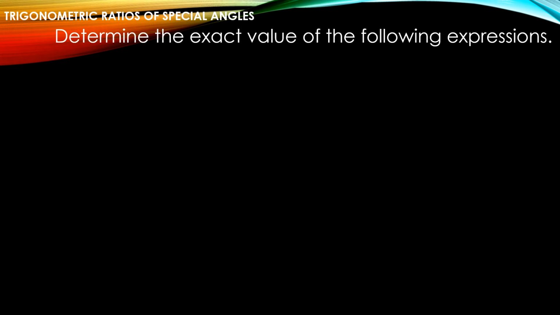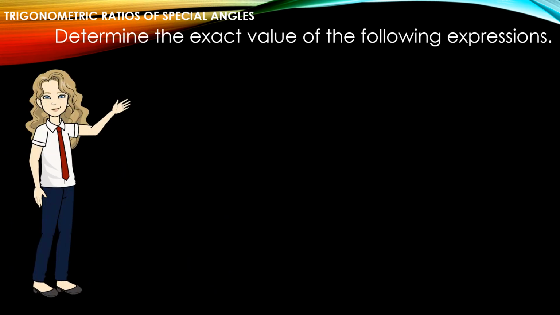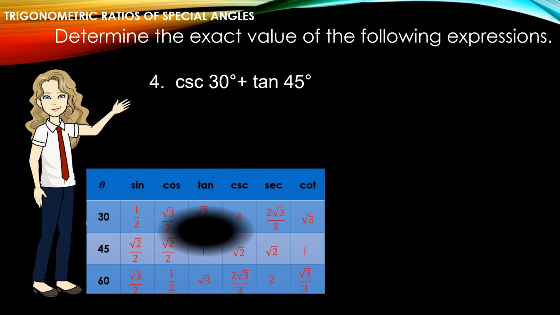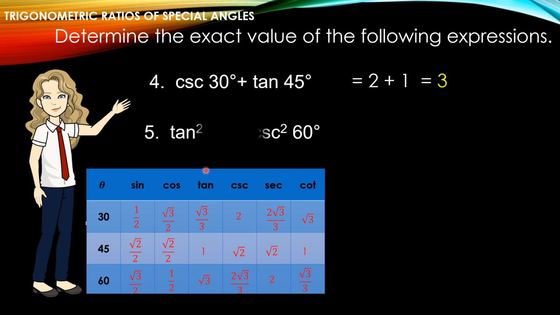Okay, so let's continue. Determine the exact value of the following expressions. Number 4 is cosecant 30 degrees plus tangent 45 degrees. So looking for the cosecant, cosecant 30 degrees is 2. Plus tangent 45 is 1. So 2 plus 1 is equal to 3. So the answer is 3.